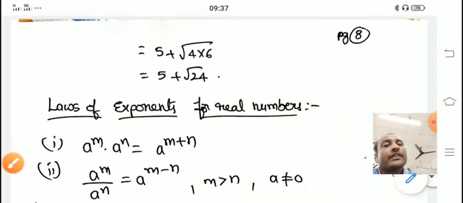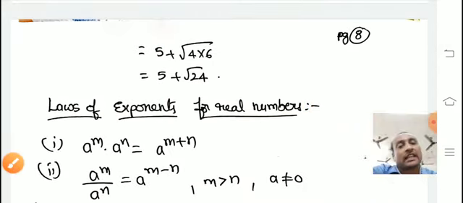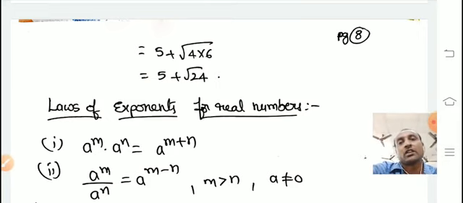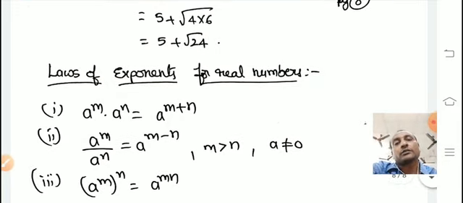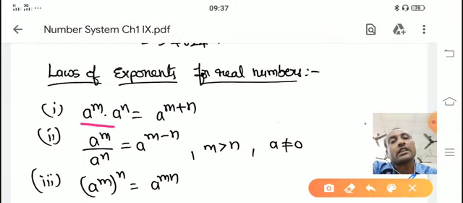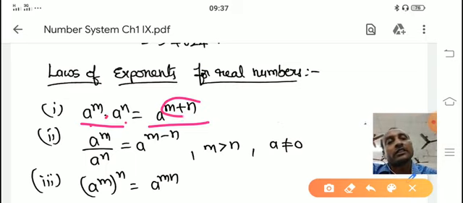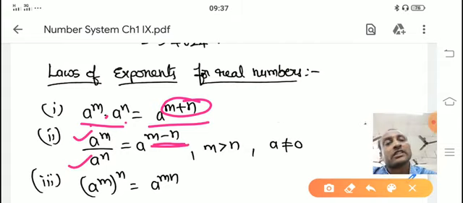Understood? Now, laws of exponents which are there in 8th standard itself. What are the laws of exponents? a power m into a power n is a power m plus n. Bases are same and multiplied, then exponents must be added. Bases are same and divided, then exponents must be subtracted, remember, okay.